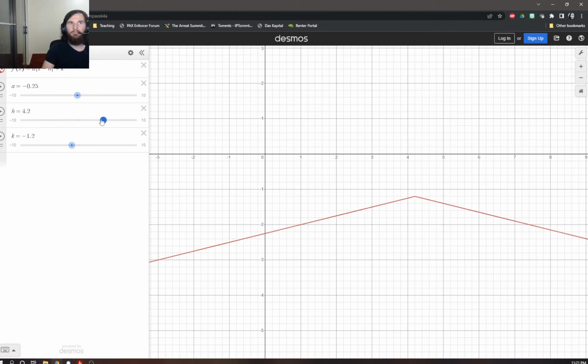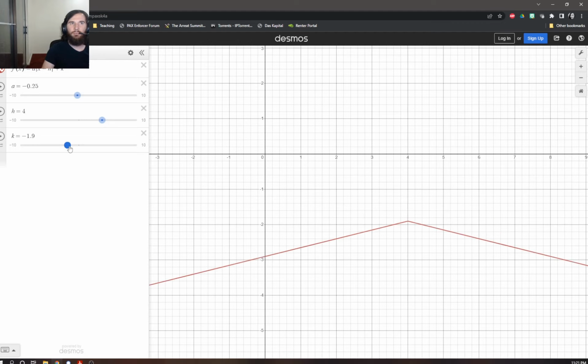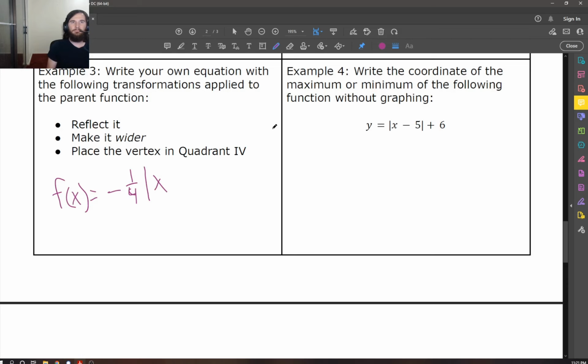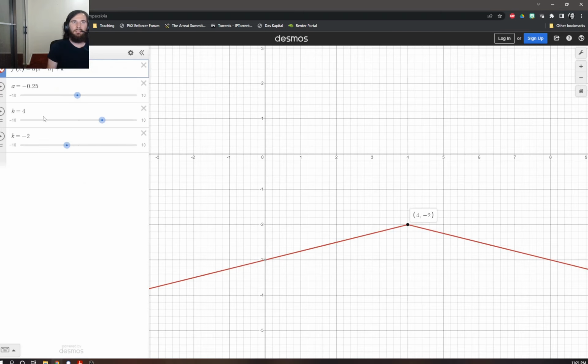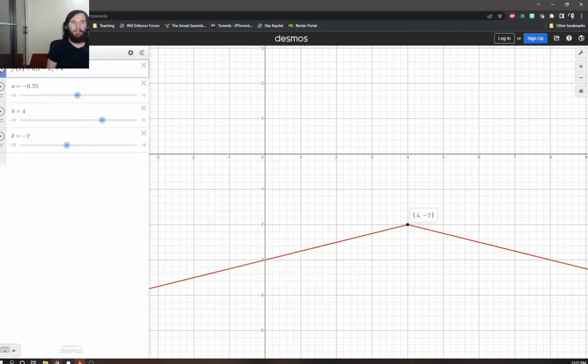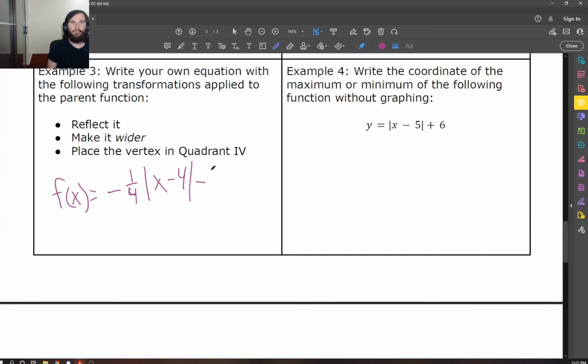So let's, I don't know, make this 4. 4 looks good. And let's take this all the way down to 2. There we go. And now it's in quadrant 4. So to do that, let's see, we changed the h to positive 4, so it's going to be minus 4. Close the absolute value. And then we made the k, made it go down, minus 2. So, subtract 2. And that's it.